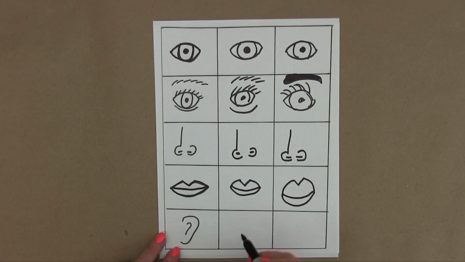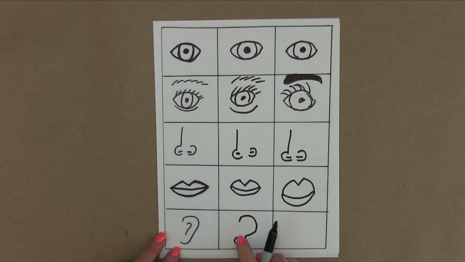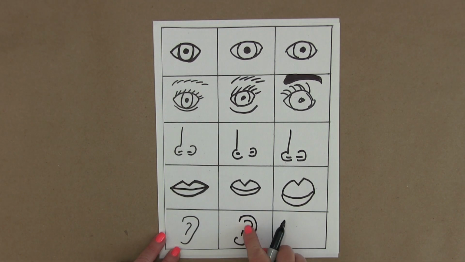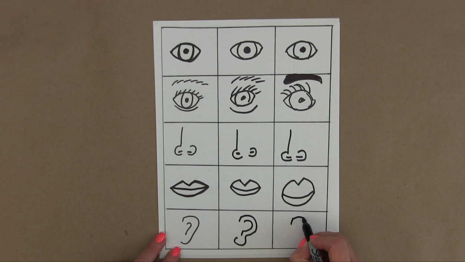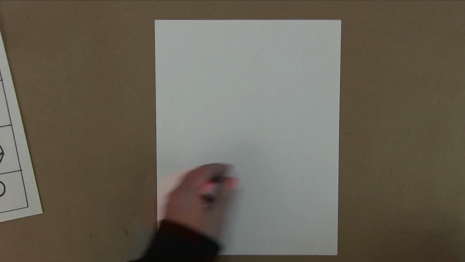And then here's an ear. An ear goes up and around, and then it has a lobe. You have a lobe on your ear. And so that's the inside of the ear. And so we're just practicing. All right, so there's our first practice sheet.